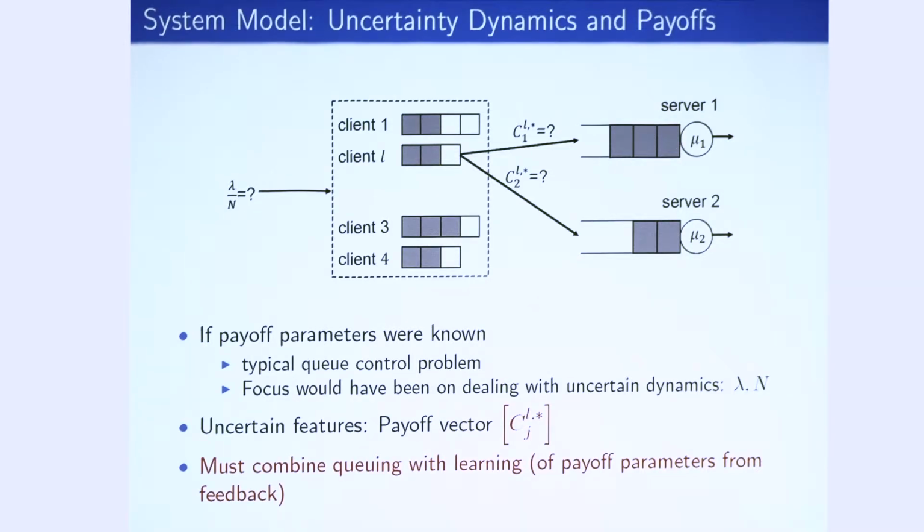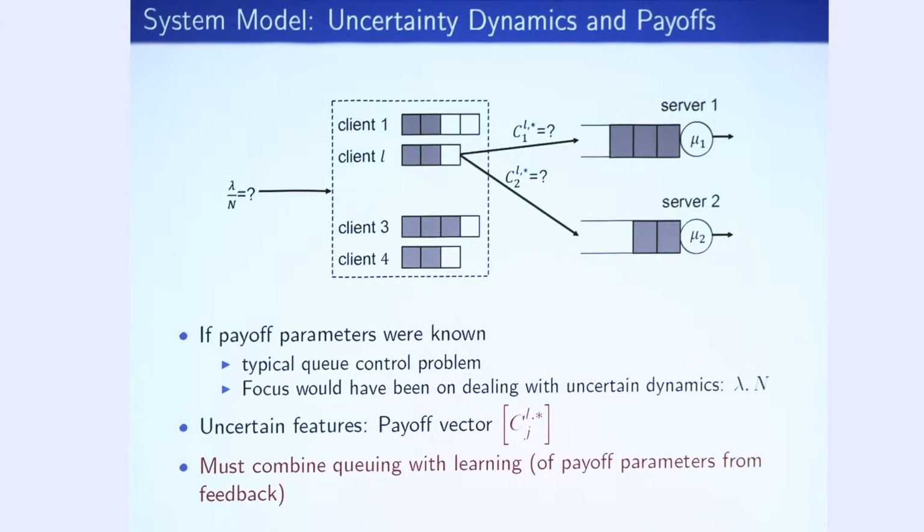Yes? Okay, that's a good question. I need to explain a little bit about my notation. The star here just means the true payoff. It's the underlying truth that the system does not know. Without the star just means an estimate. So once you have a star, think of it as the underlying truth you do not know. And then l denotes the client l, and j denotes the server j. We call this the payoff vector, when you're varying the server j.